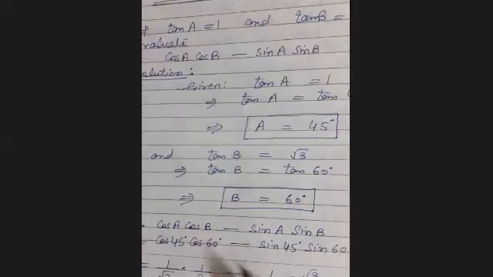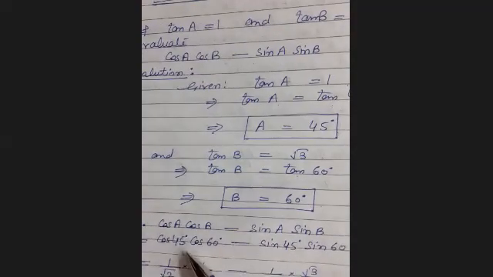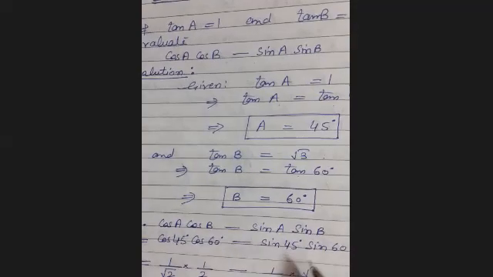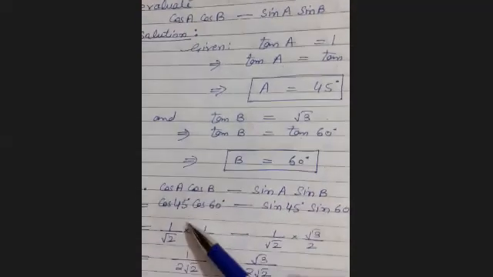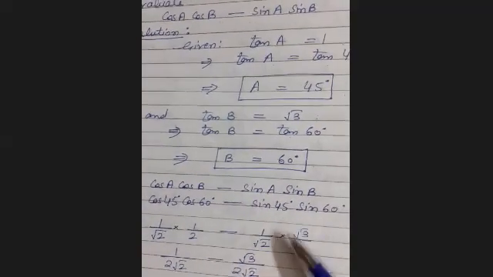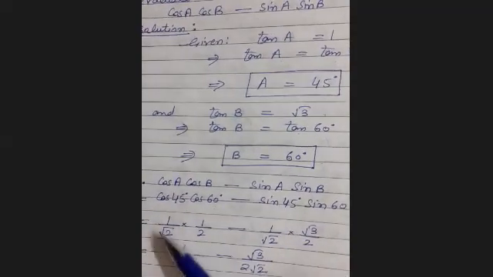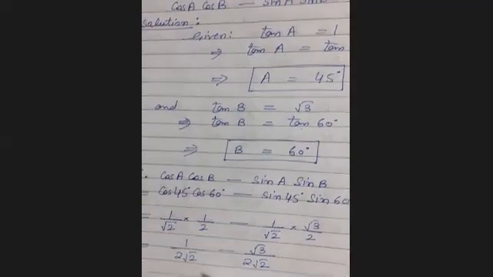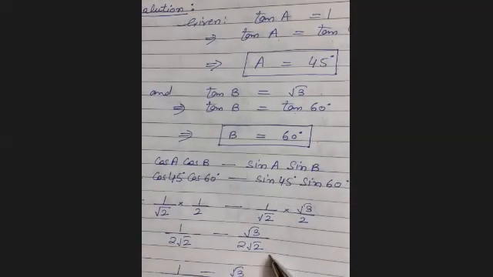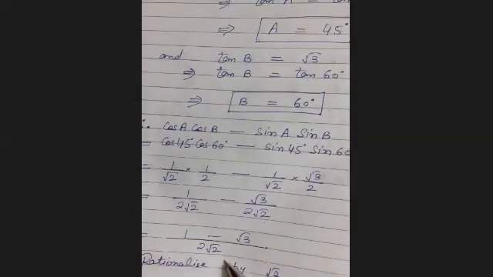Here we have to find out cos A cos B minus sin A sin B. A is 45, B is 60. Now substitute the values. Cos 45 is 1 by root 2, cos 60 is 1 by 2, sin 45 is 1 by root 2, and sin 60 is root 3 by 2. By multiplying both of them, we are getting 1 by 2 root 2, and by multiplying the other two, we are getting root 3 upon 2 root 2. Let's take LCM. By taking LCM, we are getting 1 minus root 3 upon 2 root 2.